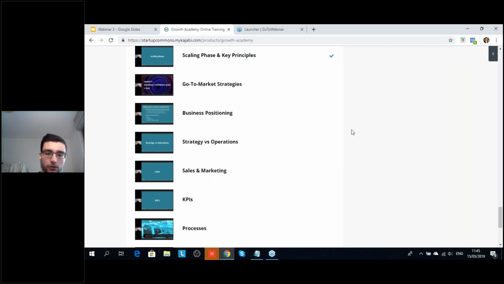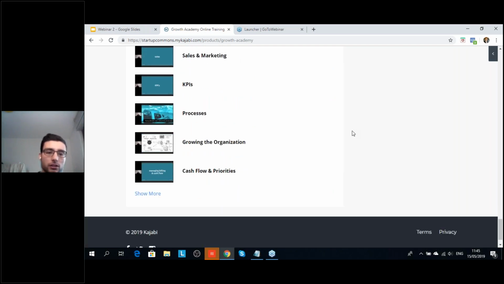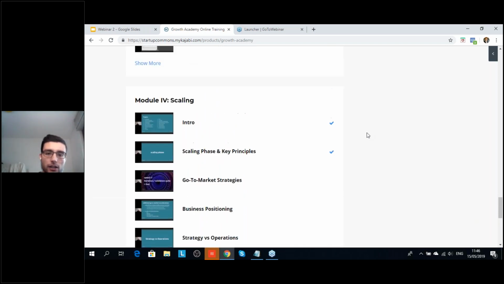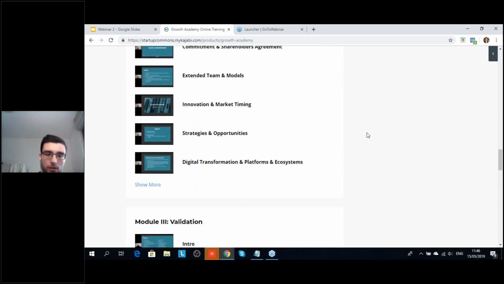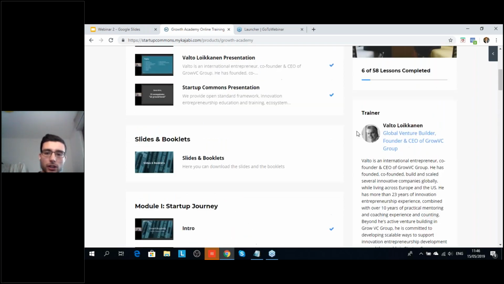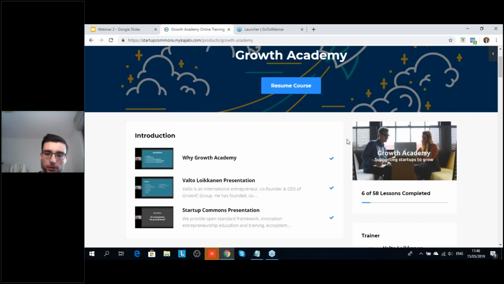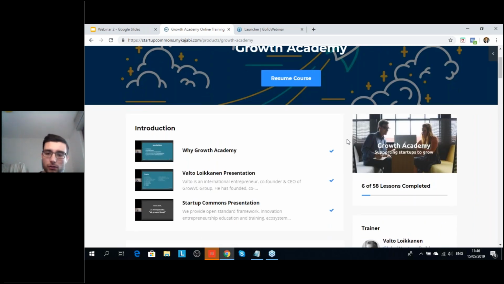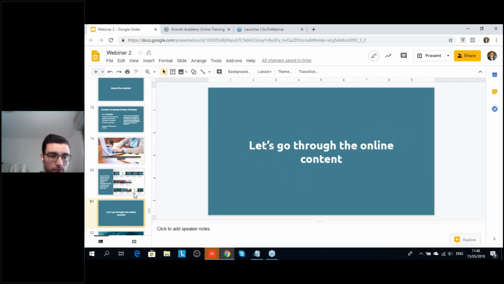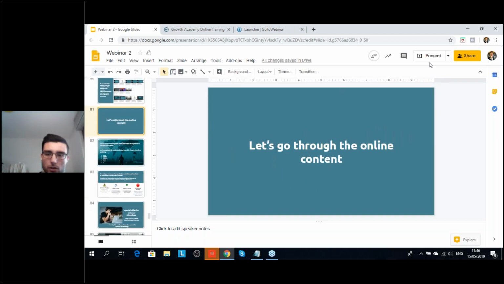And then the scaling phase, of course. So how to scale what you have just validated. So this is pretty much all our content, and it's more or less 20 hours, something like that. And as you can see, this platform is a very good one. So also from mobile, you can consume the knowledge.